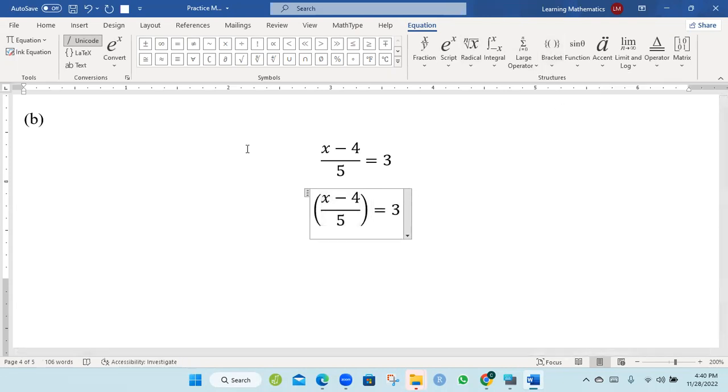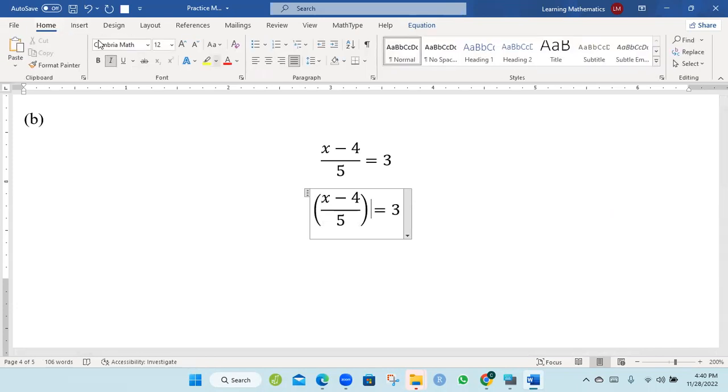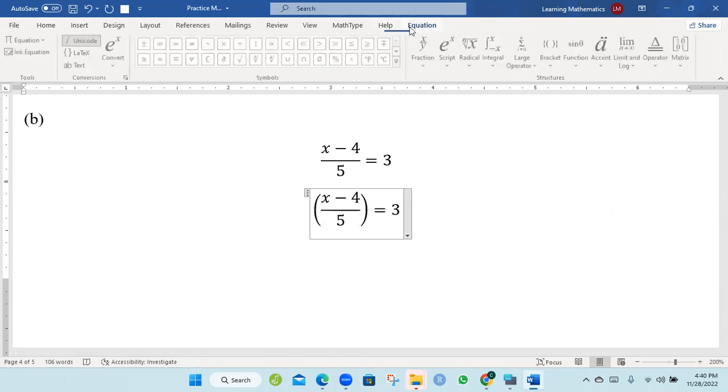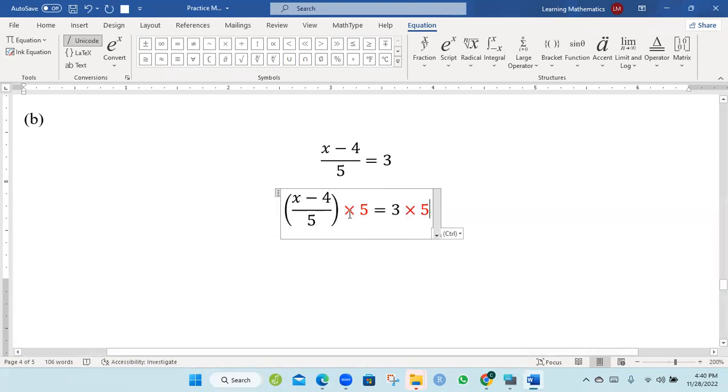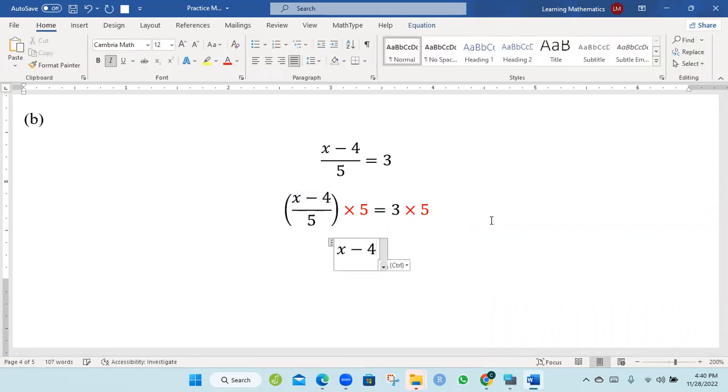Because I multiply by 5, that will cancel out the 5. And if you multiply by 5 on the left, you have to multiply by 5 on the right. So you see what happened in there: a 5 up and a 5 down. The 5 cancels out. We are left with x minus 4 on the left. And on the right now, we have 3 times 5, which is 15. So the 5s cancel out.